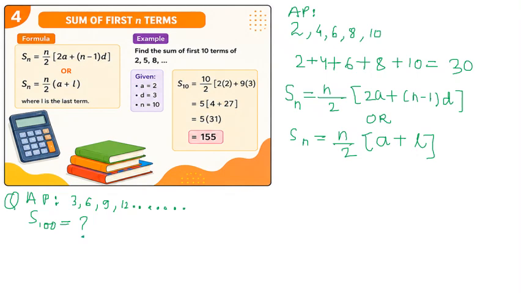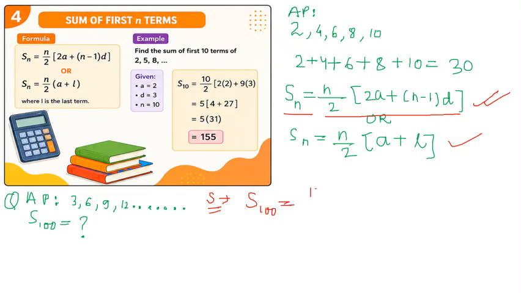Let's solve it. Here is the solution. First we have to write the formula: Sn is equal to n by 2 into 2a plus n minus 1 into d. Why are we using it? Because the last term is not known over here, so we cannot use the other formula. So we will be using the first one. So in the place of n, we will write 100, as we have to find the sum of 100 terms.